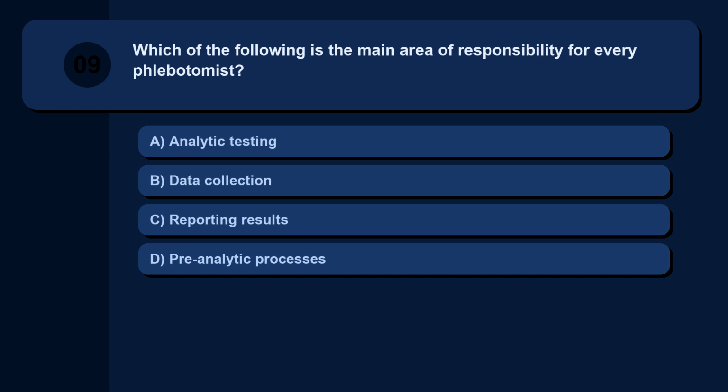Question 9. Which of the following is the main area of responsibility for every phlebotomist? Analytic testing, data collection, reporting results, pre-analytic processes. Phlebotomists are primarily responsible for pre-analytic processes, which include drawing blood, collecting specimens, labeling them correctly, and ensuring proper storage or transport for testing.